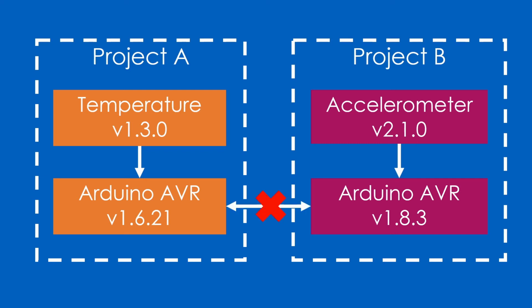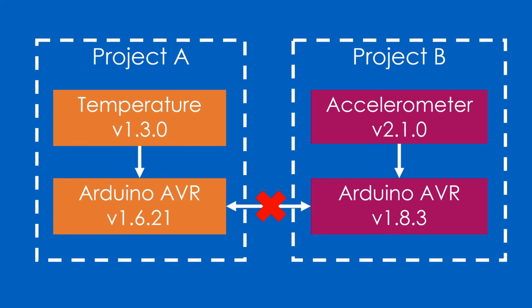Only one of your projects is going to work at a time, because they need different Arduino versions, and you can only install one at a time. If you want to share your project with somebody else, you need to tell them to install the same Arduino board version and hope that they install it correctly, or your project won't work for them.